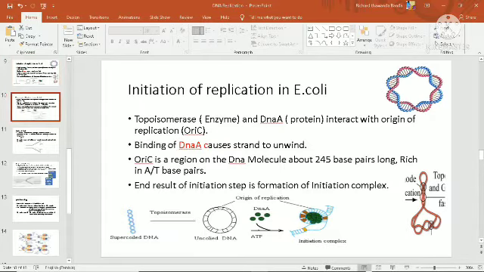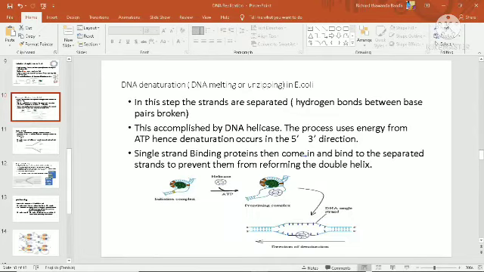the main thing they do is that they'll cut and then straighten, and then reseal the DNA again. If you want more details, you can search in Solomon Berg. They have put more details in terms of the topoisomerase.